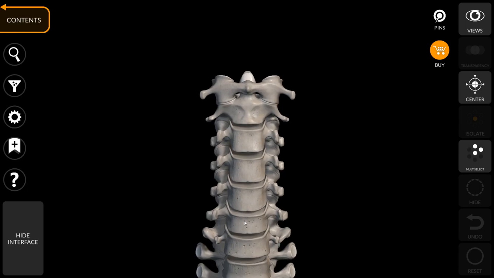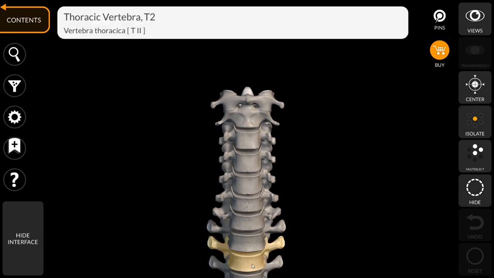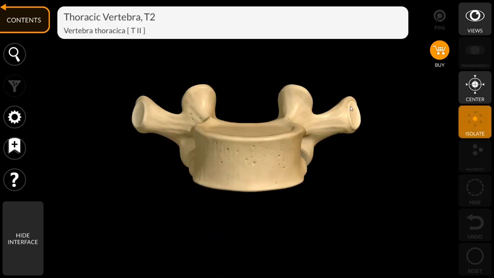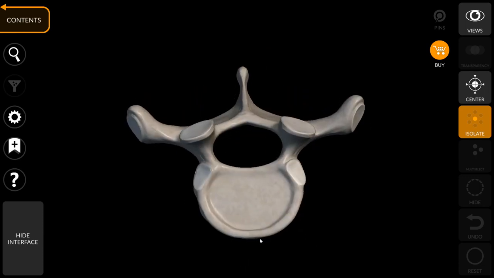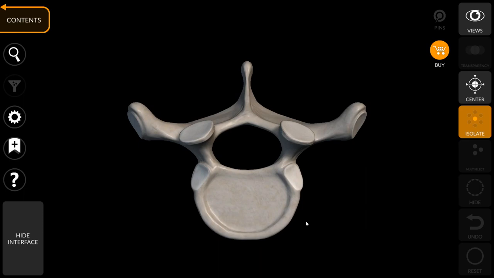If we go inferior now on our trek down the vertebral column, we're looking at the thoracic vertebrae. So we've done cervical vertebrae. Thoracic vertebrae have a large body and the vertebral canal, or vertebral foramen rather, and then the spinous process right down the midline.